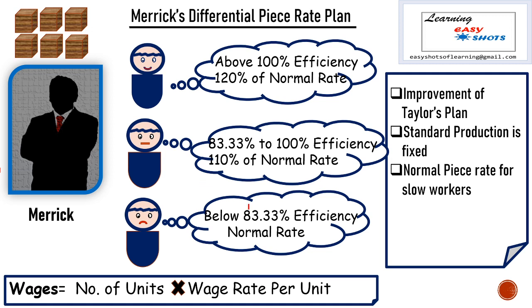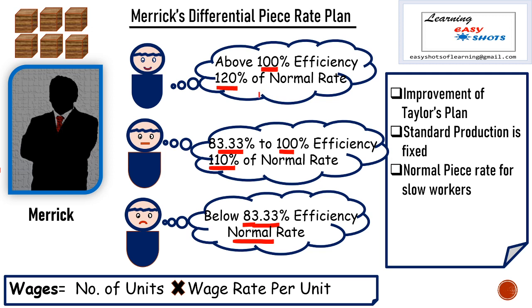It means if the efficiency of the worker is less than 83.33%, then the worker is given normal piece rate, and if his efficiency is more, that is between 83.33% to 100%, then the worker is eligible for 110% of normal rate, and if his efficiency is above 100%, then the worker is eligible for 120% of normal rate. It means Merrick does not penalize the slow workers, they motivate the workers so that they can increase their efficiency, and as a result they increase the wages of the workers.